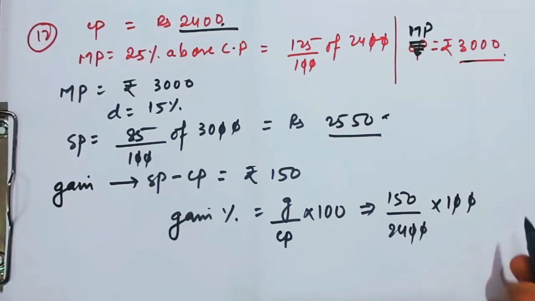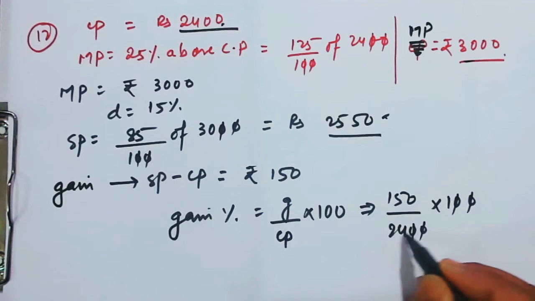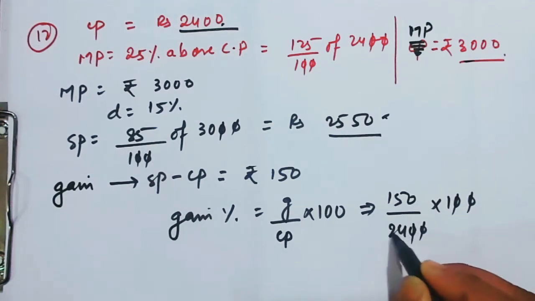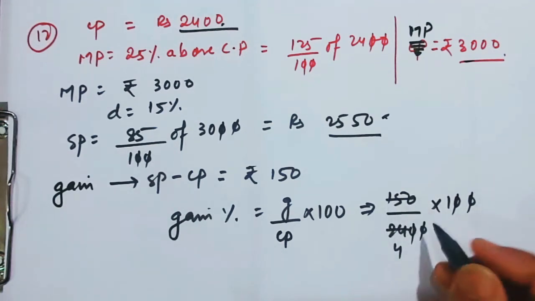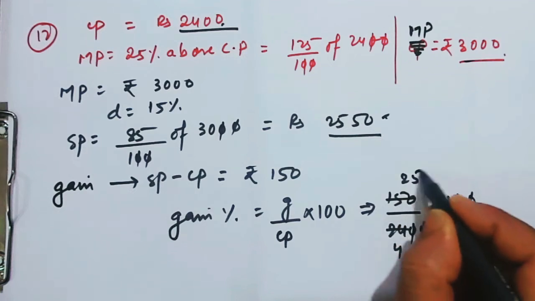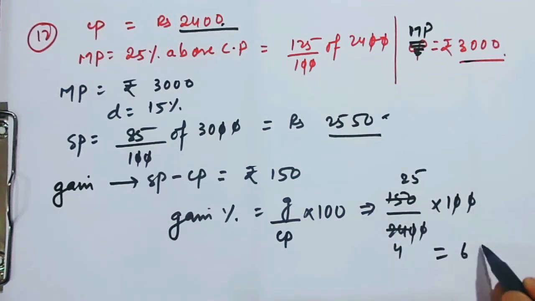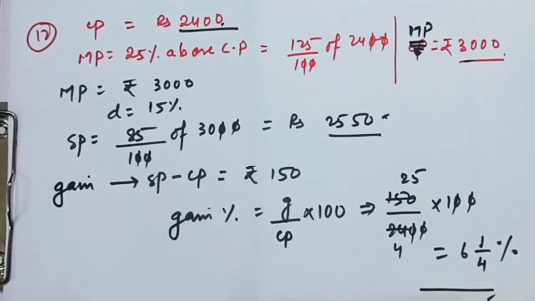Let me see. 6 4s are 24 and 6... 25 by 4. 25 by 4 is equal to 6 1/4 percent. I hope this was loud and clear. Okay, what loud and clear? It's clear only, no loud.